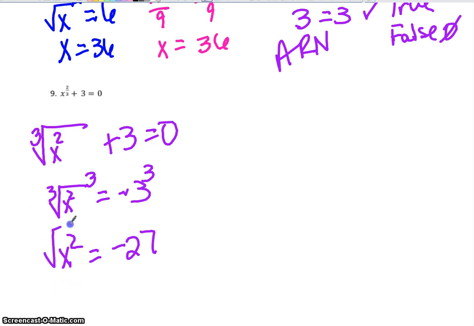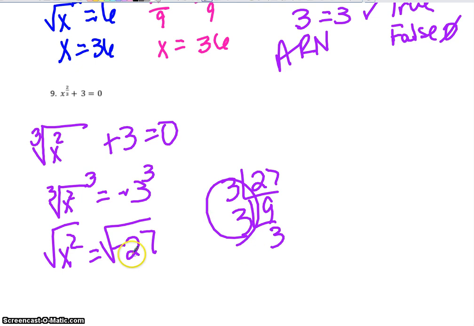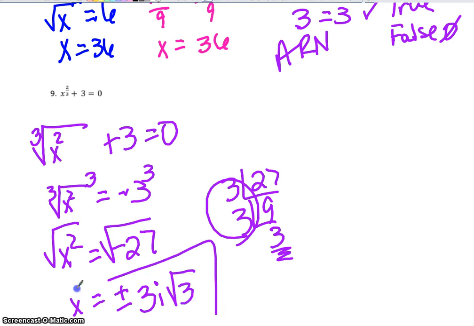So you're going to have to square root both sides to get rid of that x squared. 27 divides by 3 divides by 3. Pair them up. Now remember that was a negative, so x is equal to plus or minus. We have a 3 that we pulled out. We had a negative, so that's an i. Square root of our lonesome 3. This is your answer.